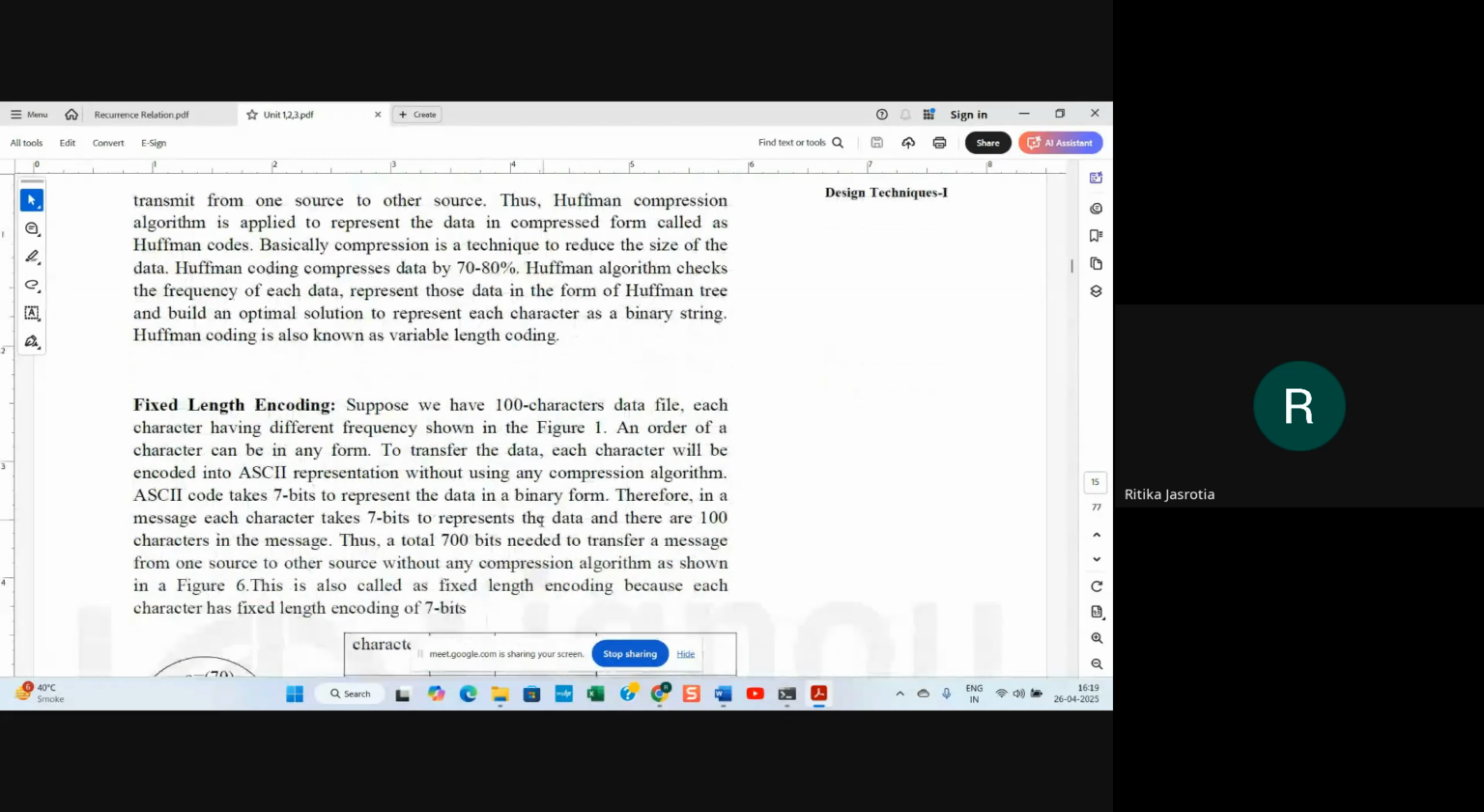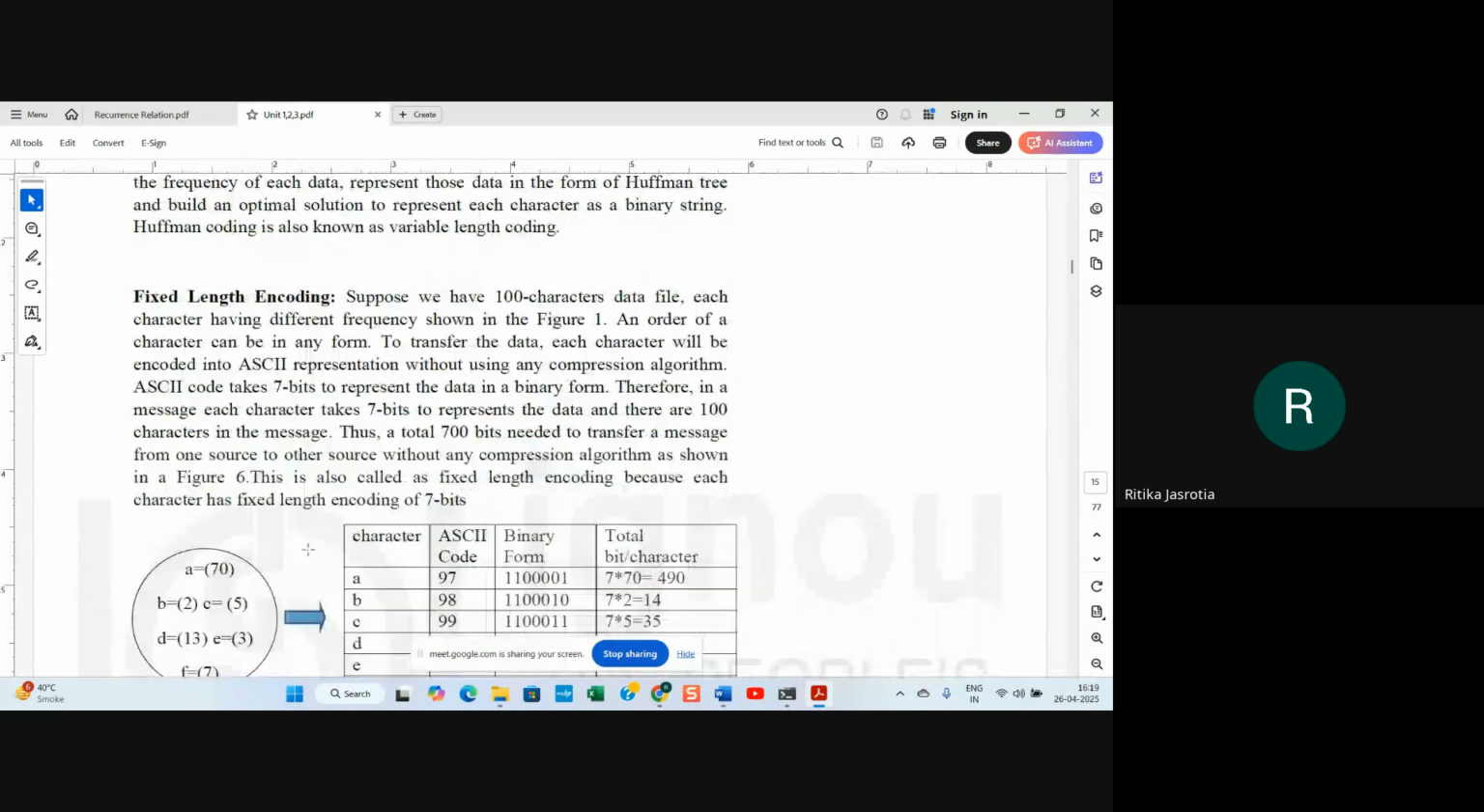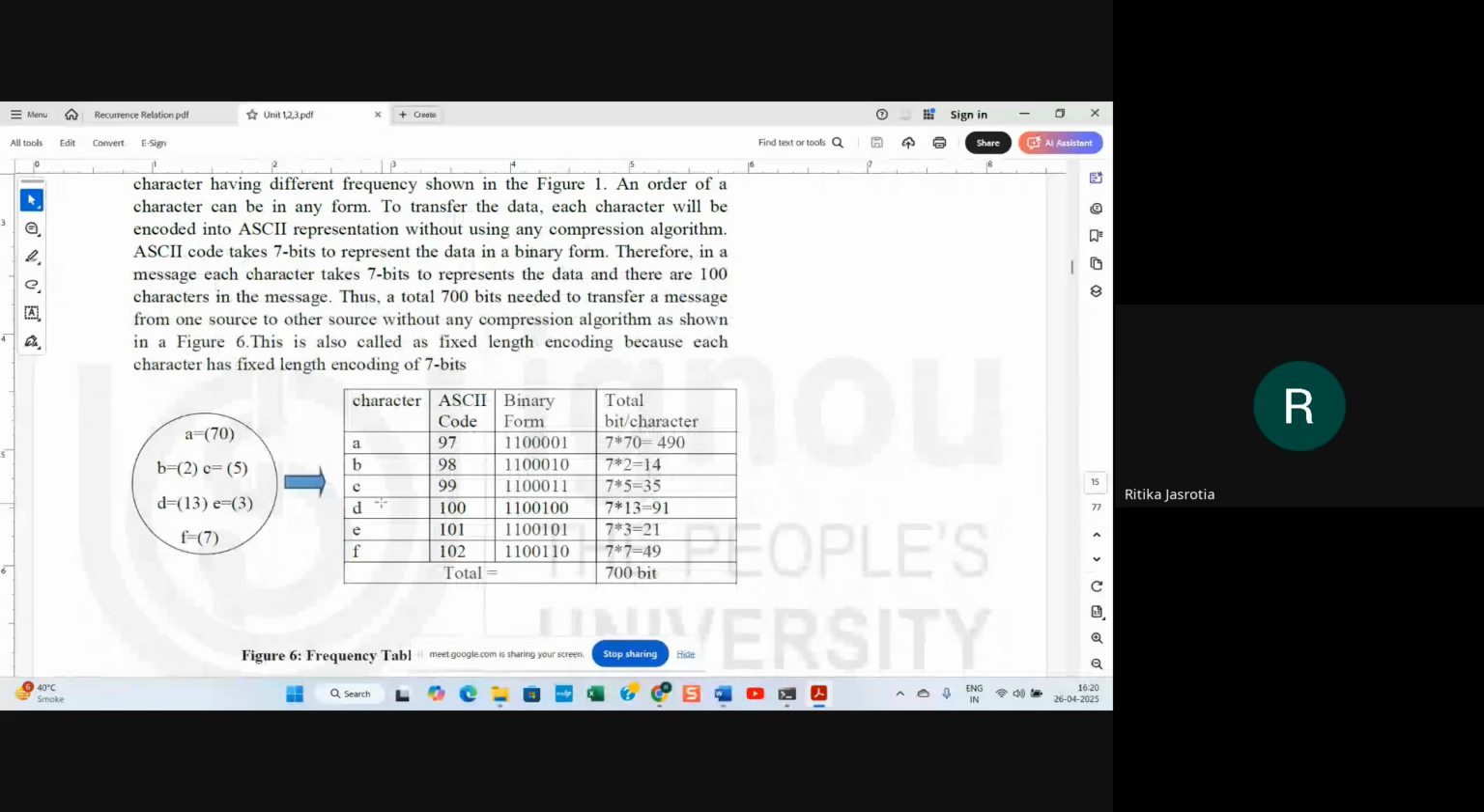Right. Fixed length encoding: suppose we have a 100-character data file, each character having a different frequency shown in figure 1. The order of characters can be in any form. To transfer the data, each character will be encoded into ASCII representation without using any compression algorithm. ASCII code takes 7 bits to represent a character in binary form. Therefore, in a message, each character takes 7 bits, and there are 100 characters in the message. Thus a total of 700 bits is needed to transfer a message from one source to another without any compression algorithm.